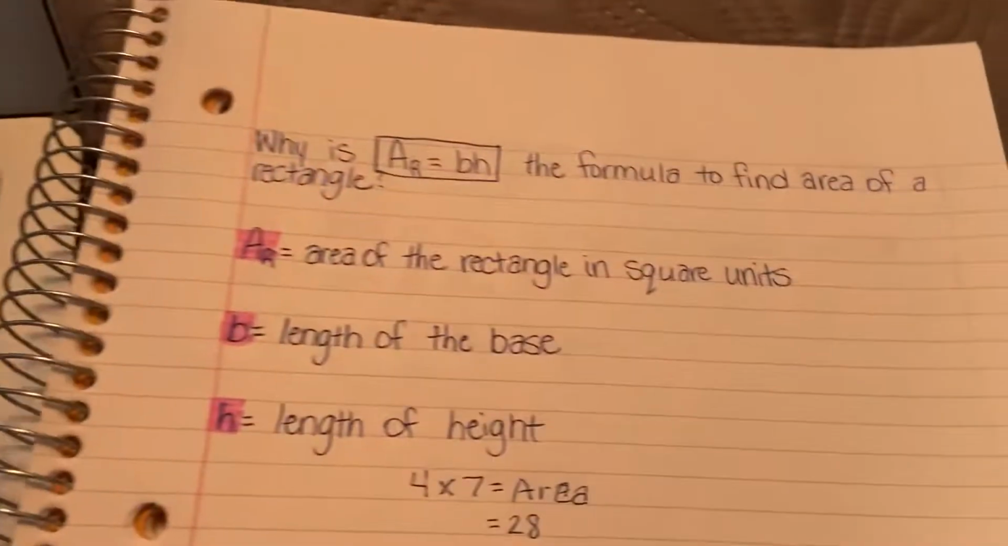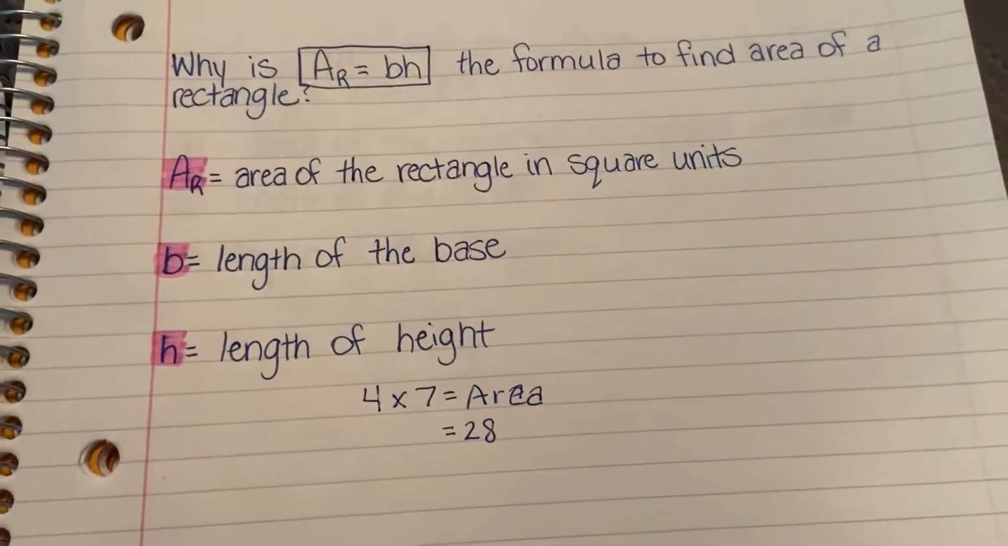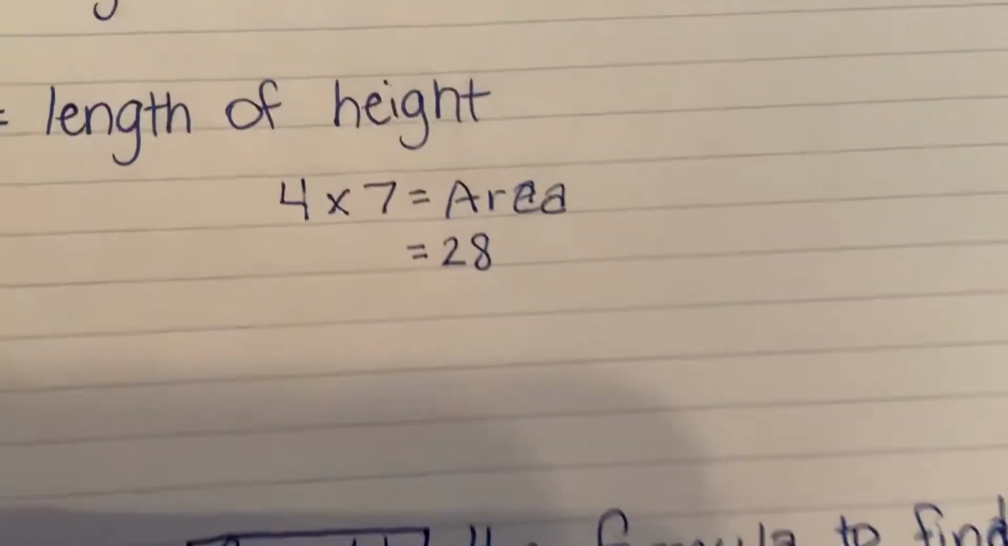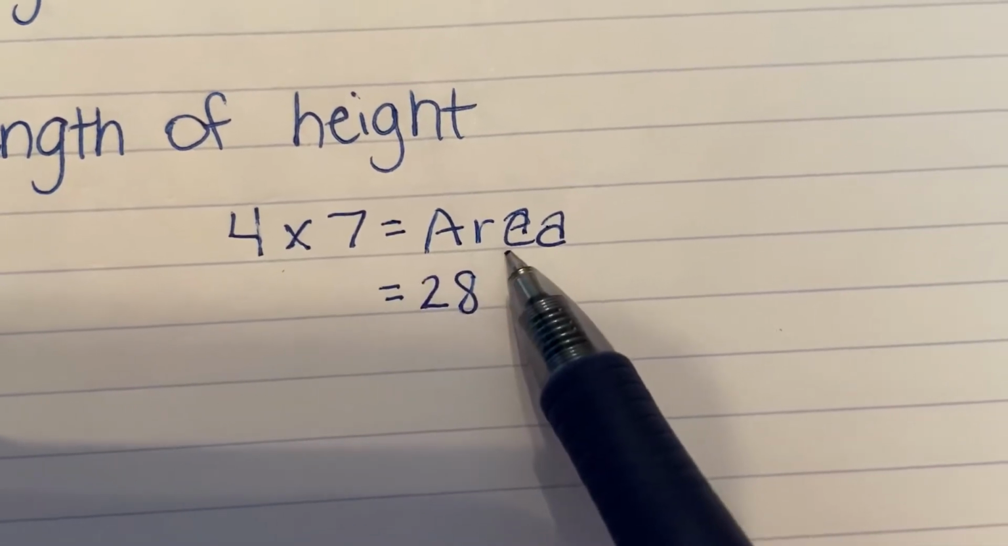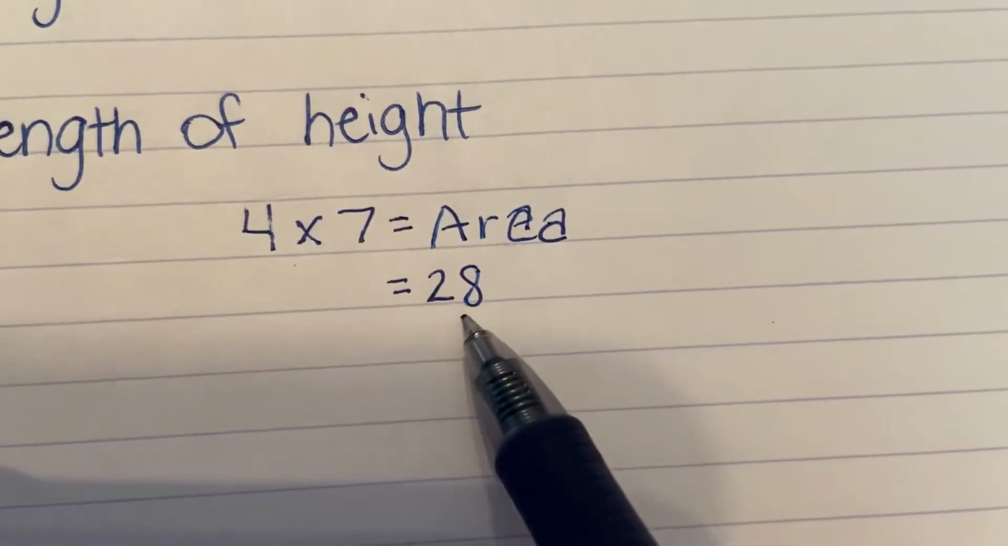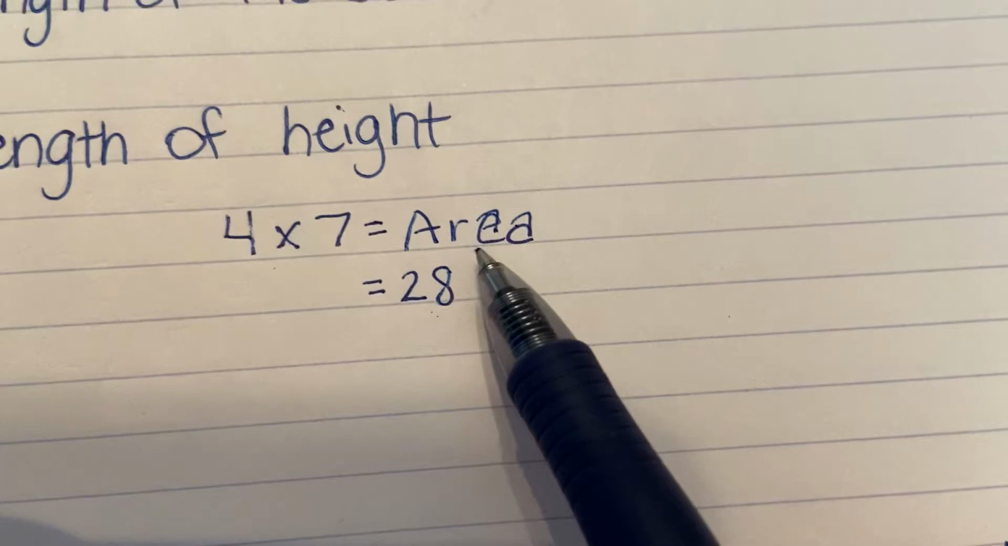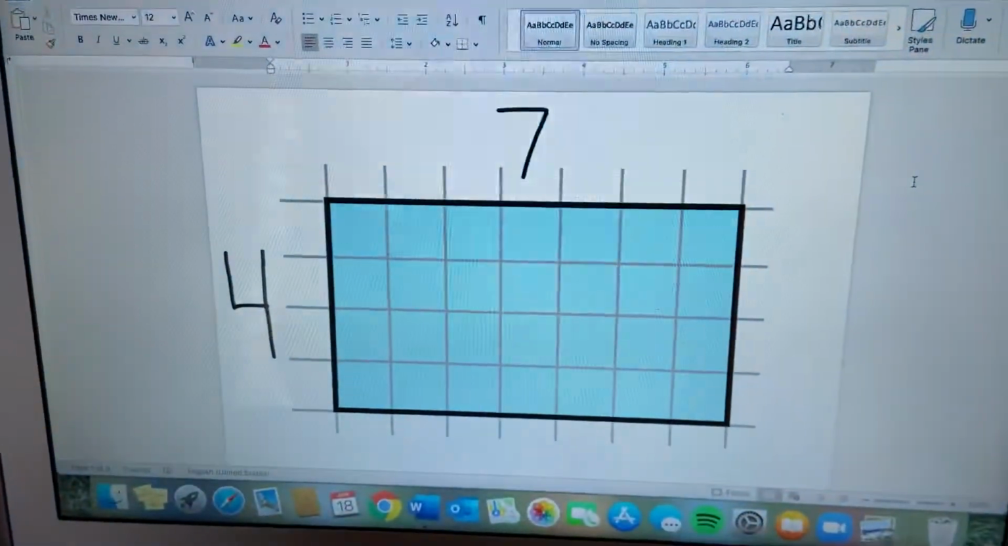And the formula that we are given here says that we can multiply the base and the height to get the square units. So here, 4 times 7 should equal the area, and 4 times 7 is 28. So 28 should be the area of this rectangle in square units.